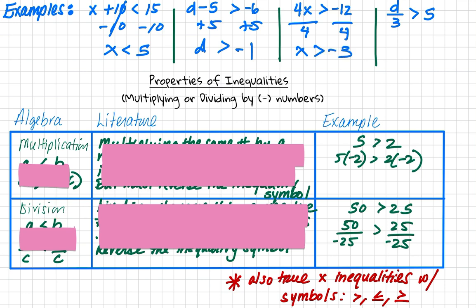And then for the last one, we have d over 3 is greater than 5. To isolate this variable, we have to use the multiplication property and multiply it by 3. So we have to do that on the right side as well. d is now isolated, and the answer is going to be d is any value that is greater than 15.